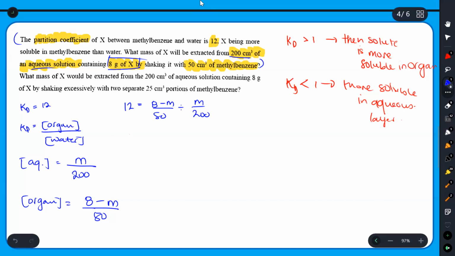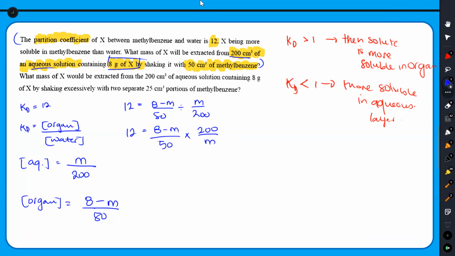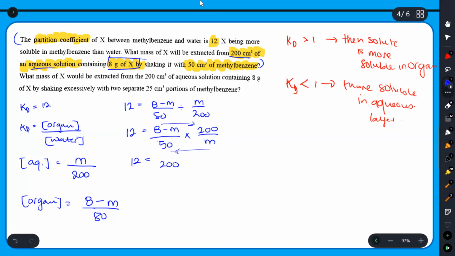So here we have 12 being equal to 8 minus m over 50 multiplied by 200 over m. And so we can just multiply horizontally. So this is 200 times 8 minus m divided by 50m. And we can solve for m in the same manner. So we'll multiply by 50m on both sides. There are so many ways to do this, but I prefer this way.